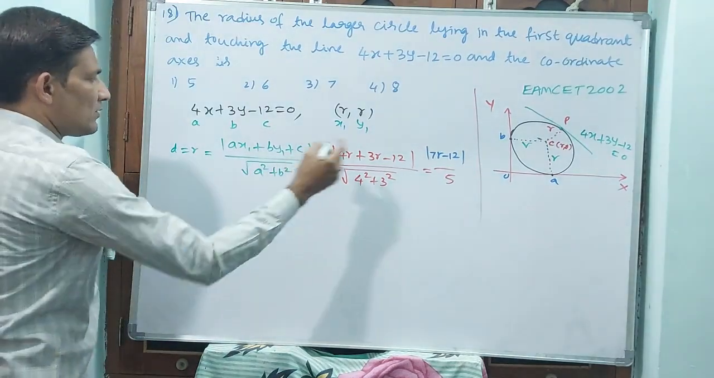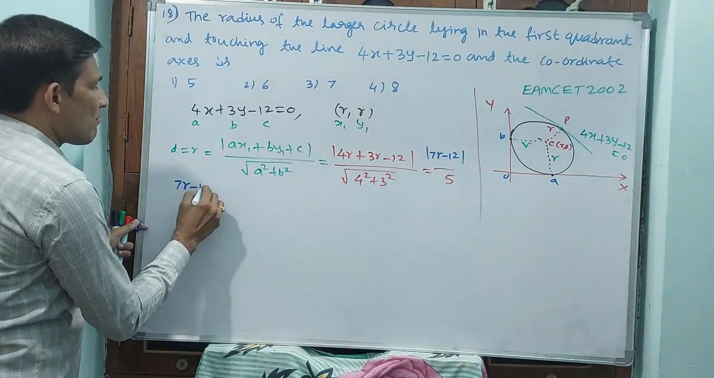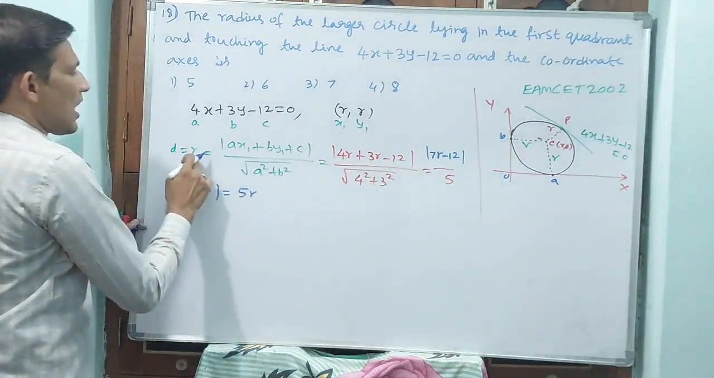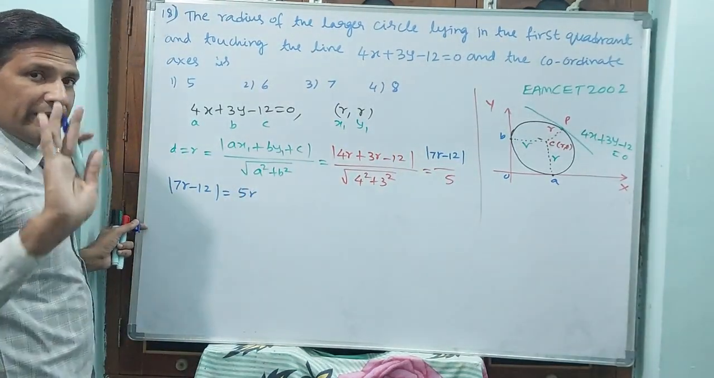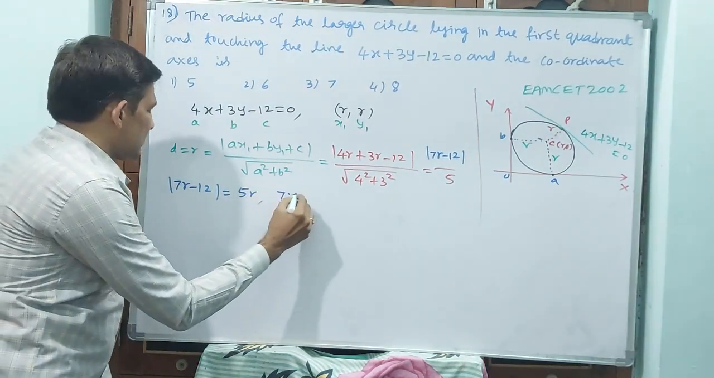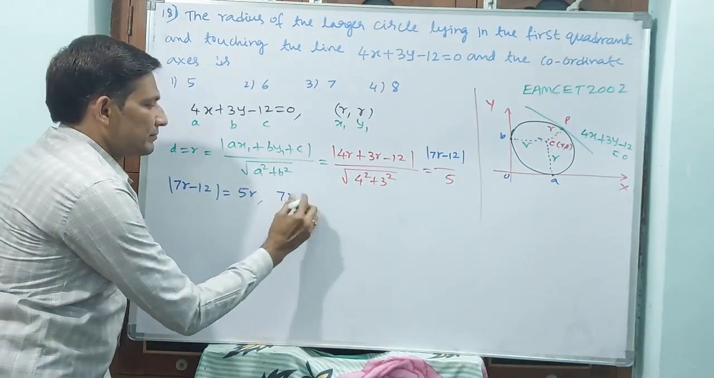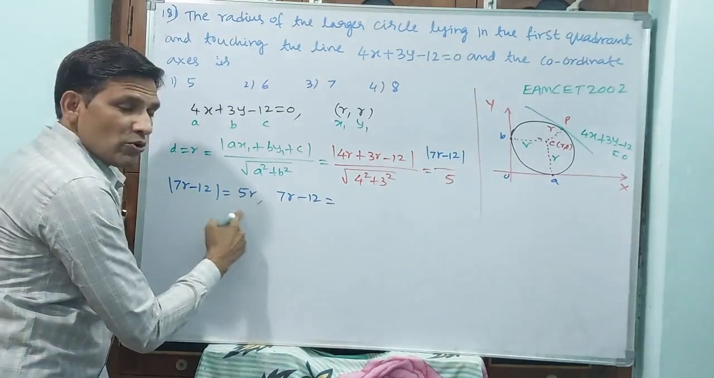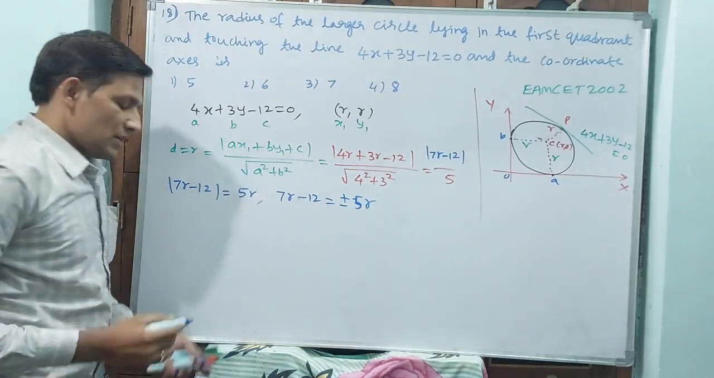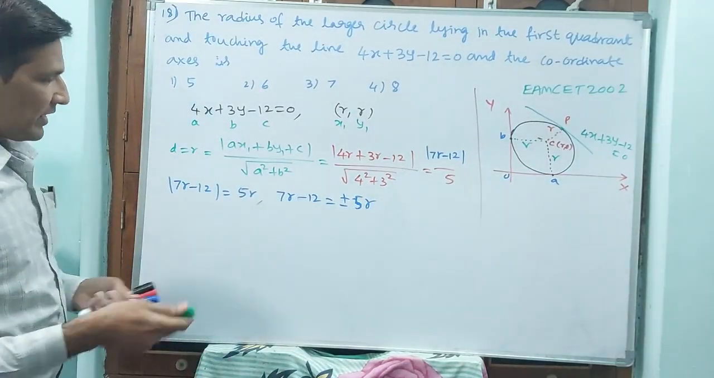You see what I am writing now? Modulus of 7r minus 12 is equal to 5r. Why? Because this 5 I have multiplied with r. Now observe carefully. If I want to open the modulus, 7r minus 12 is going to become plus or minus 5r. Is it okay? Yes, definitely okay.